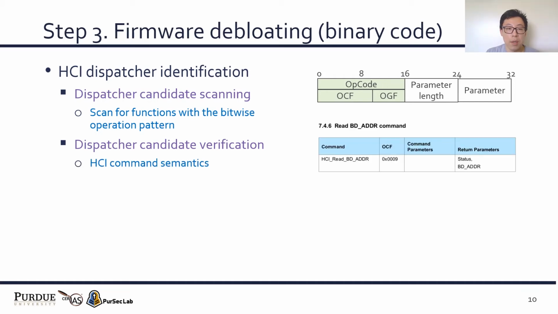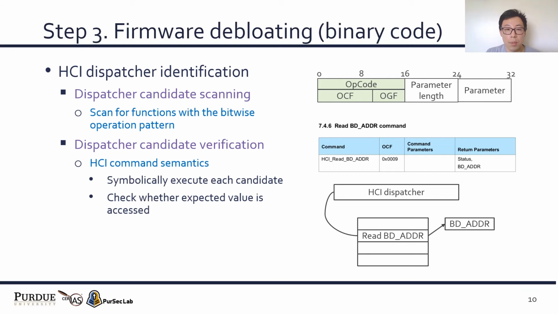Then we verify each of them using the HCI command semantics. This picture shows the Read Bluetooth Address HCI command. So we set the opcode to the Read Bluetooth Address command and symbolically execute each of the candidate functions. Then during the execution, we check whether the expected value is accessed or not. Here, the expected value is the Bluetooth address. If the expected value is accessed, we can make sure the current candidate is the correct dispatch function.